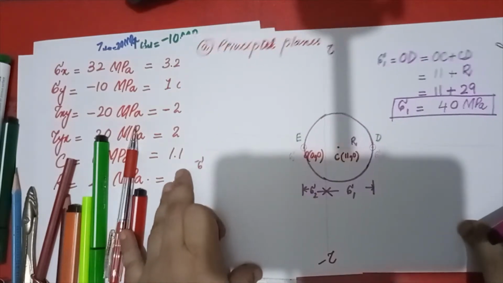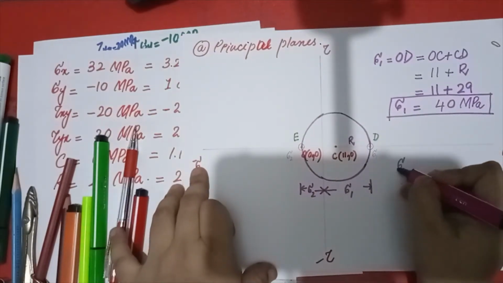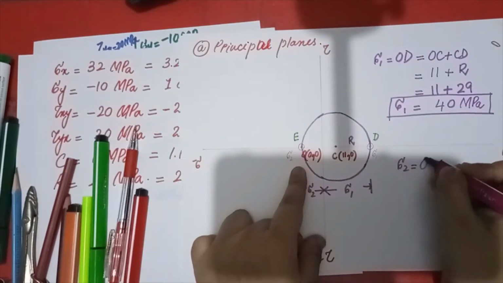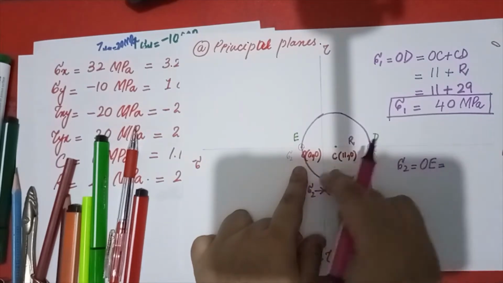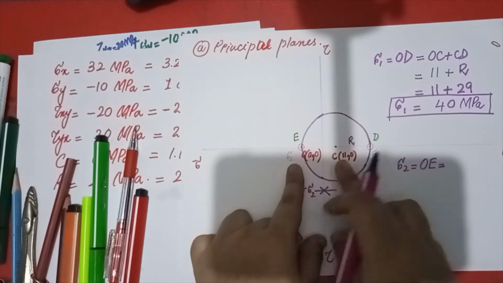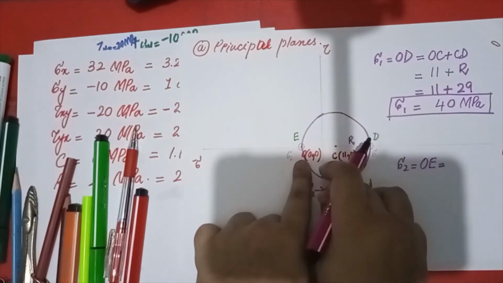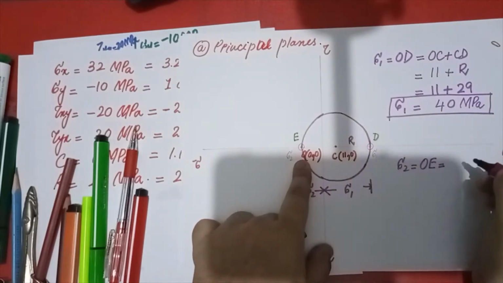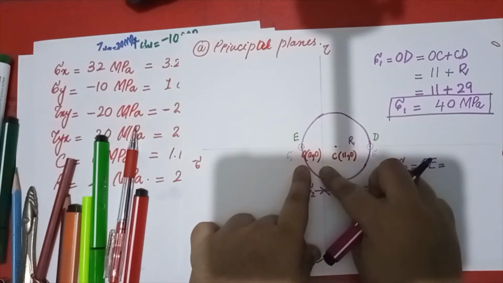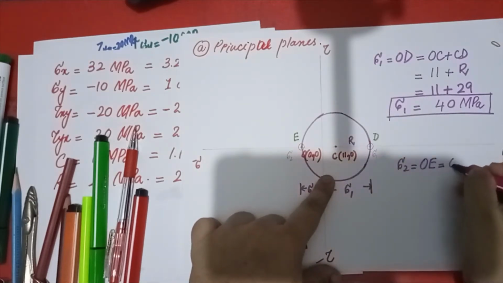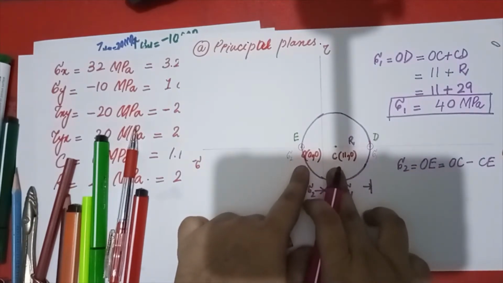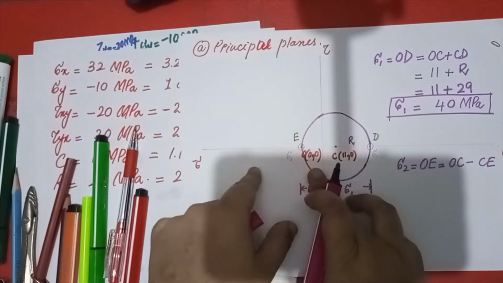And now I have to find sigma 2. Sigma 2 is the total of O till E. So OE is what? OE is CE minus OC, so I can do OC minus CE. Why is it so? Because I need the negative value, as it is on the left hand side.